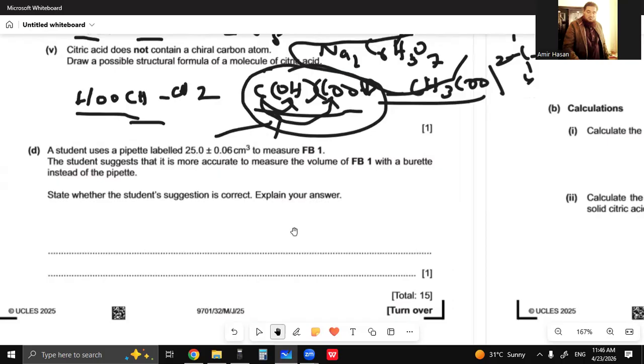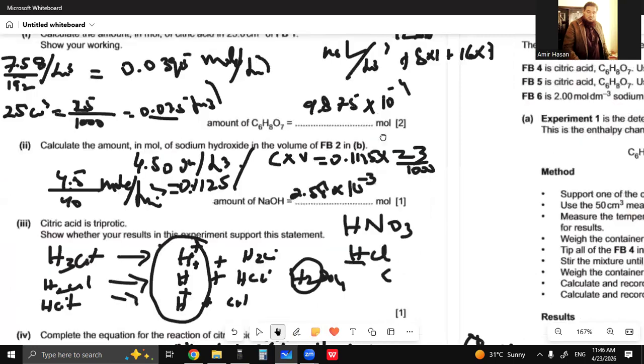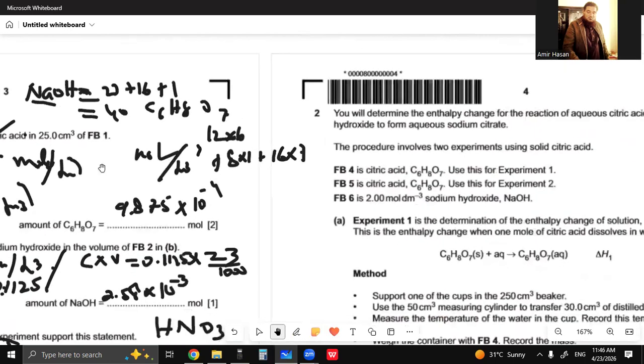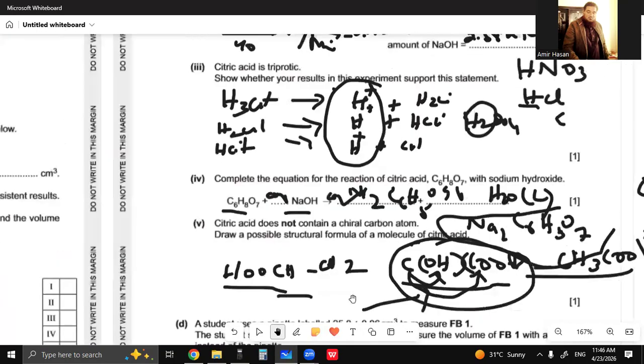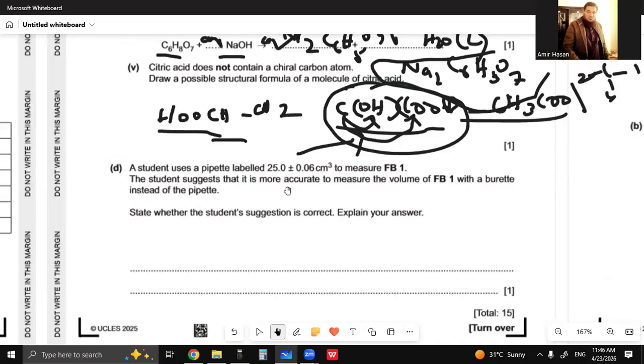No, what is given here? We are finding the possibility. What is the possibility we find? The student uses the pipette labelled 25 plus 0.06 to measure FB1. FB1 means the sodium hydroxide. I'm checking. Here I wrote also FB1. What is the FB1? No, this is the acetic acid. Now he's saying he's measuring the acetic acid with the help of a reading 25 plus minus 0.06.